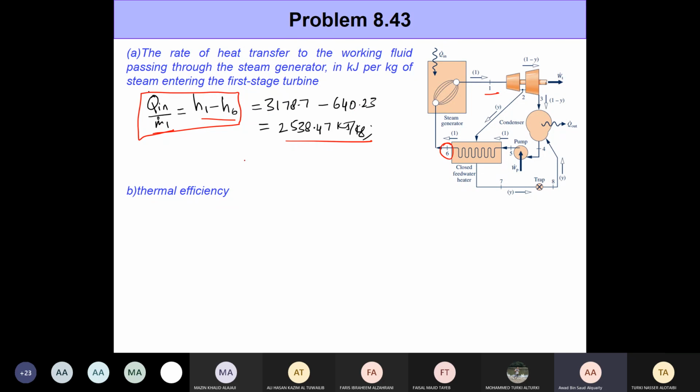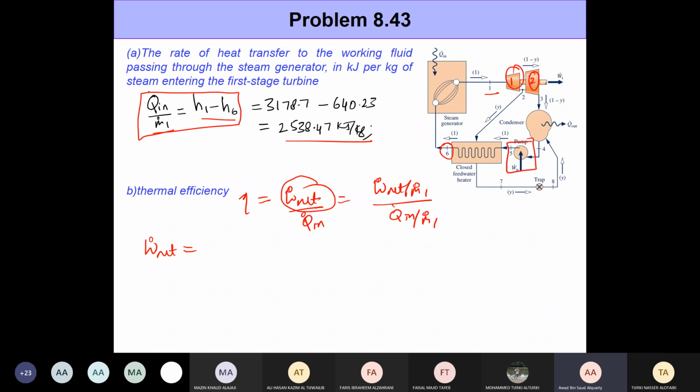Okay. Now let's look at the other part, the thermal efficiency. All right. So when we are calculating thermal efficiency, it's simply the net work output by the heat input. Or I could just write it as net work output per unit mass by Q dot in per unit mass. Okay, so now let's figure out how we can get this net work output. Here the net work output is basically the work output in the first stage of the turbine, right, plus the work output in the second stage of the turbine, minus the work input in the pump.